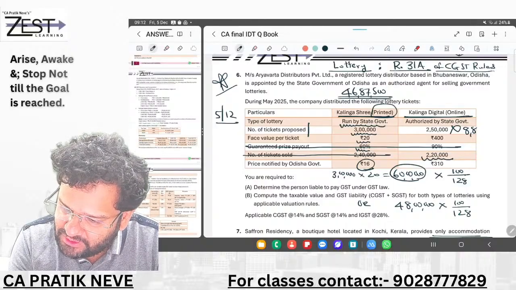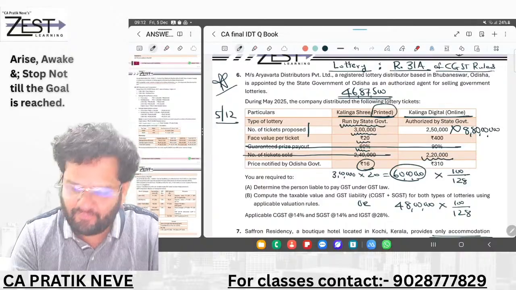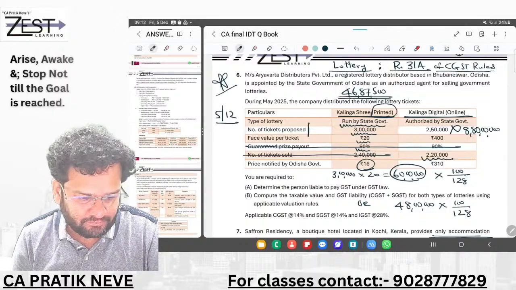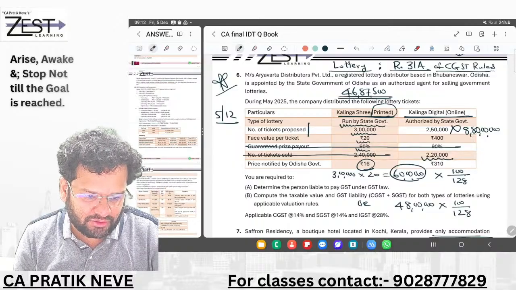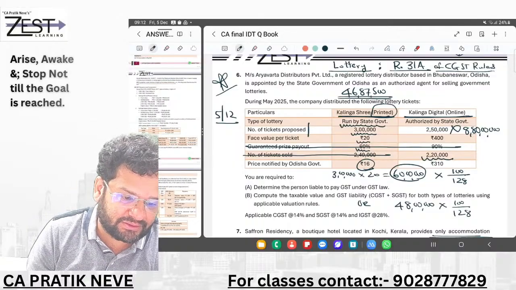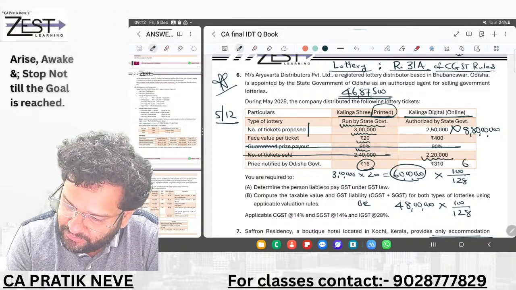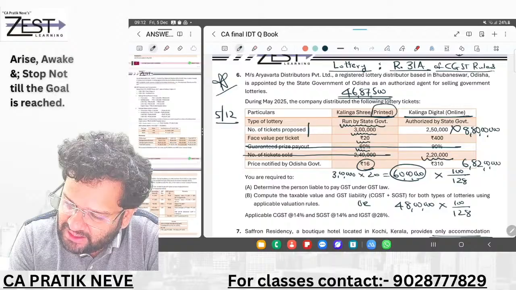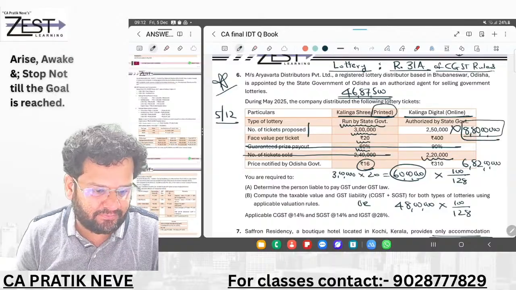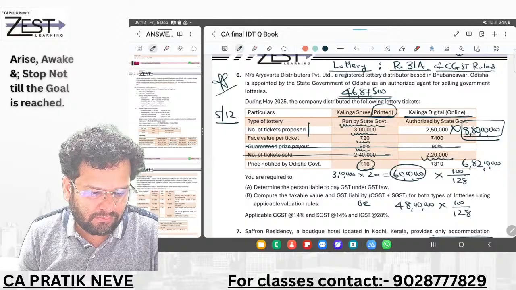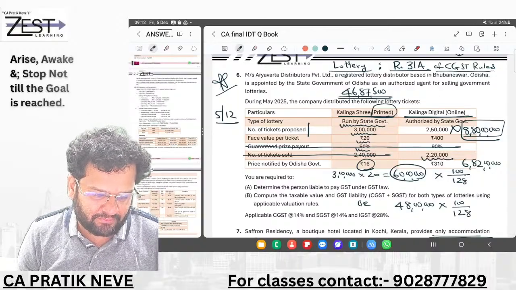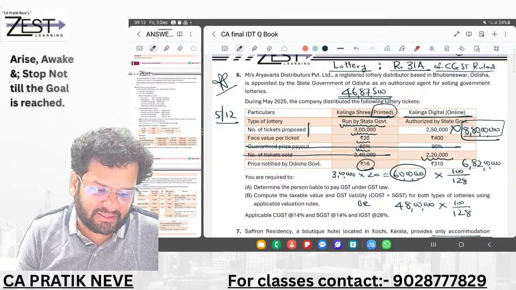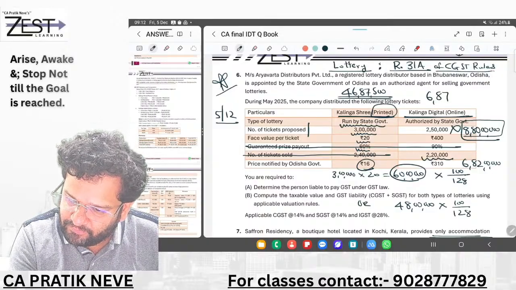Friends, 8 crore 80 lakhs or 310 into 2,20,000, that is 6 crore 82 lakhs. Go for whichever is higher. So 8 crore 80 lakhs into 100 divided by 128. So it will be 6 crore 87 lakh 50,000. This will be the assessable value.